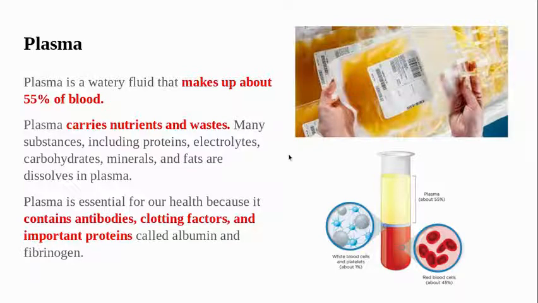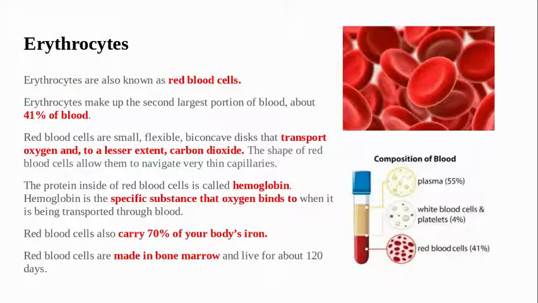So plasma is important because it carries nutrients and waste, and it also contains antibodies, clotting factors, and important proteins. Erythrocytes, or red blood cells, are the second largest component of blood. So you can see down here in the separated blood, they're down at the bottom, and they make up about 41% of blood. So red blood cells are these small, flexible, biconcave discs, which means that the periphery is larger, and then the centers are these concaves.